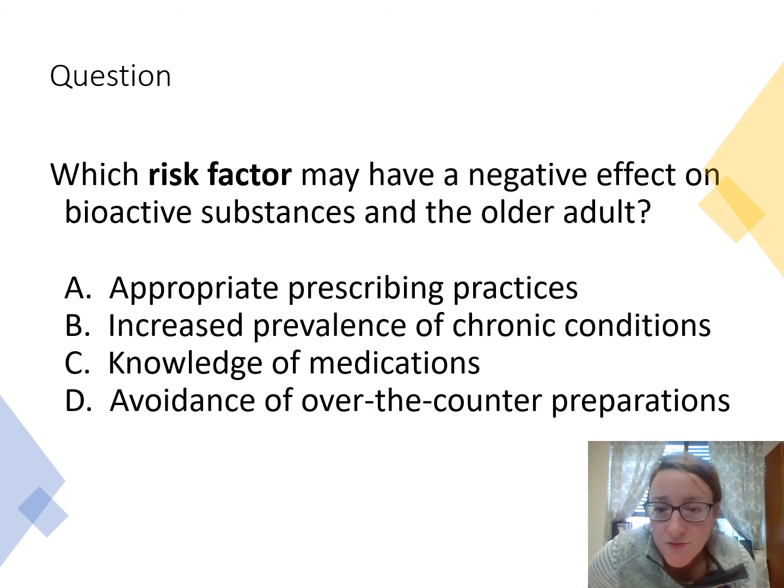Increased prevalence of chronic conditions. Well, looking at that, yes, that definitely is a risk factor because we're going to treat those chronic conditions. They're going to be on more than a few medications for it. So right now we're thinking it's B, right? How about C? Knowledge of medications. Knowledge is power. So that's good. So that wouldn't be a risk factor. A and C are not risk factors. Those are good things. We're looking for risk factors, which is going to be a detriment, right?